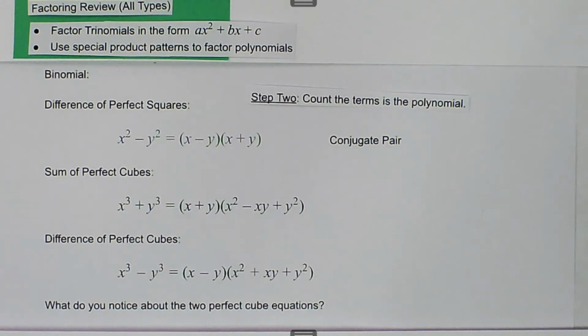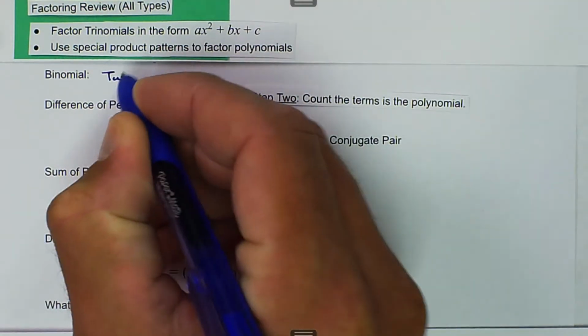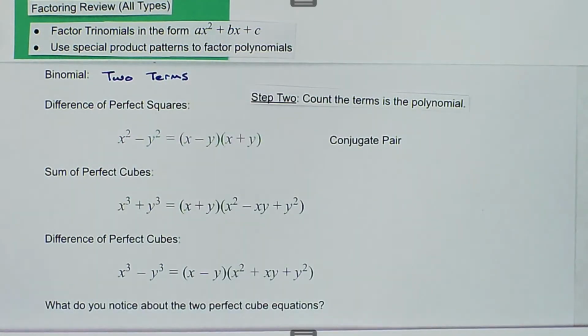We are talking about all types of factoring, and we want to be able to use special product patterns to factor polynomials. So after we look for any common factors, the next thing we want to do is count the terms in the polynomial. If we have a binomial, we're thinking two terms, or two numbers. If we have a binomial, there's a couple patterns that should pop into our head.